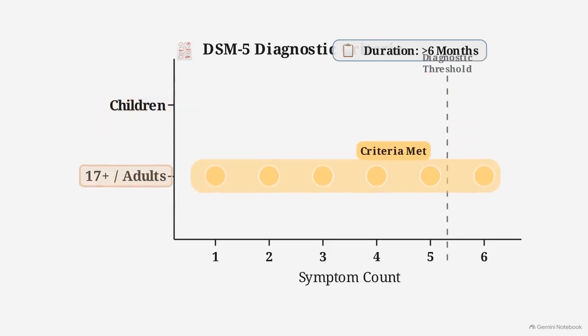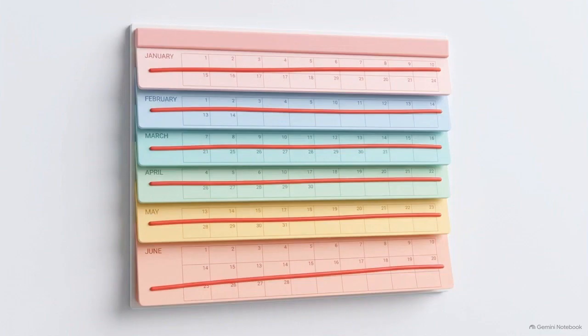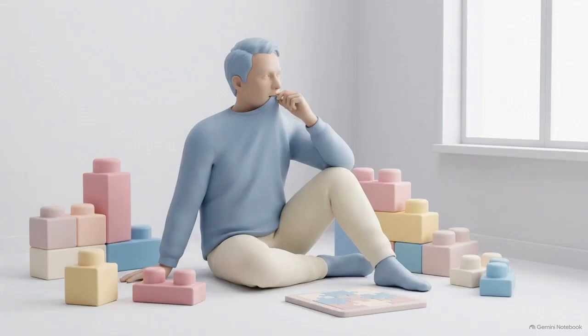As the brain matures, requirements recalibrate. For patients 17 and older, criteria require 5 documented symptoms. These symptoms cannot be fleeting. They must be continuously present for a minimum of 6 consecutive months. Furthermore, the observed behaviors must be statistically inappropriate for the patient's current developmental level.